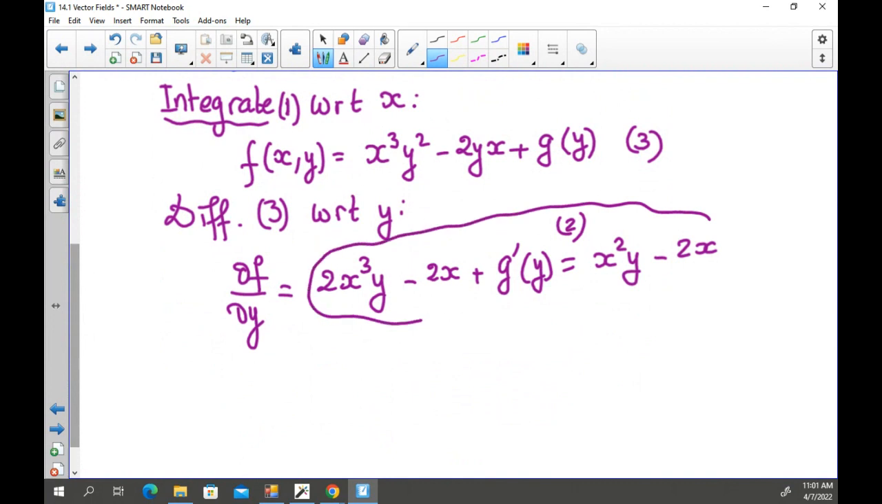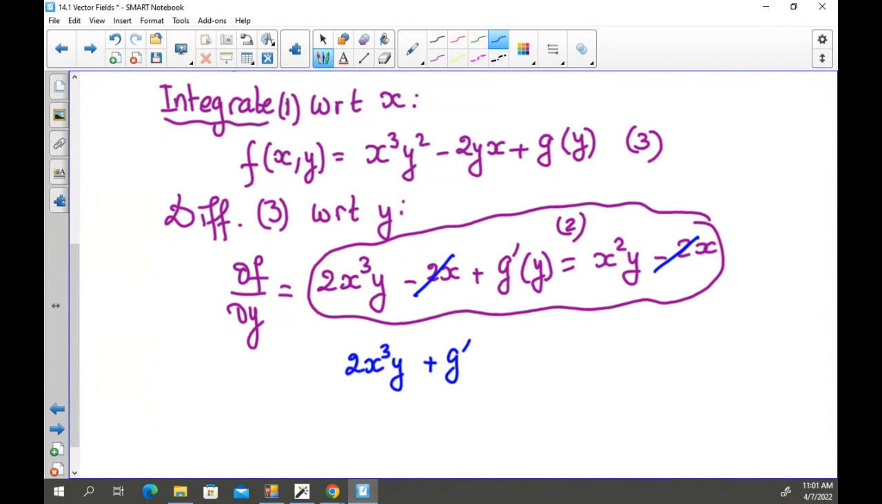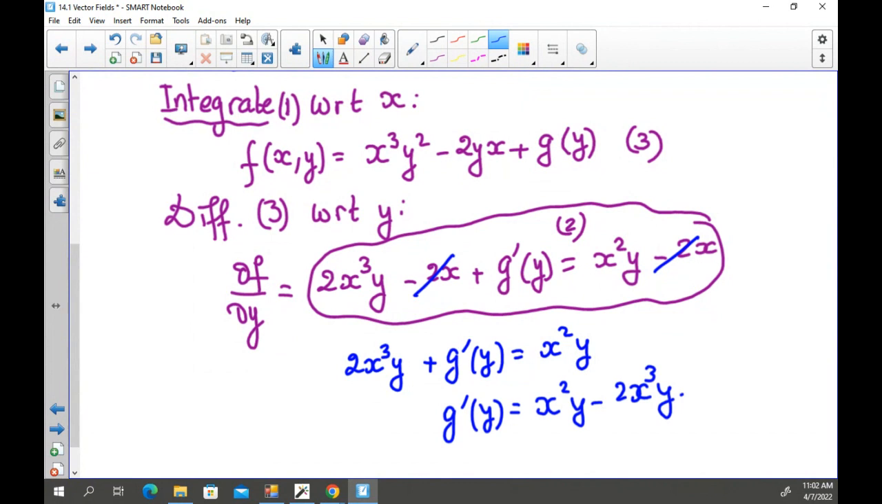Because if you look at this equation, the minus 2x will go. So what we're getting is 2x cubed y plus g dash of y equal to x squared y. So that means g dash is x squared y minus 2. Is this possible? Can you have a function of y and then on this side you have x and y? Not possible. Can you see the problem here?